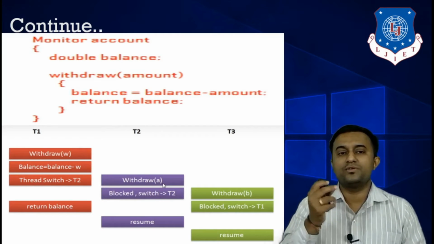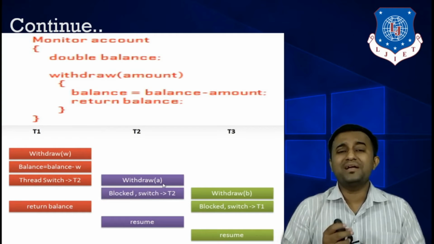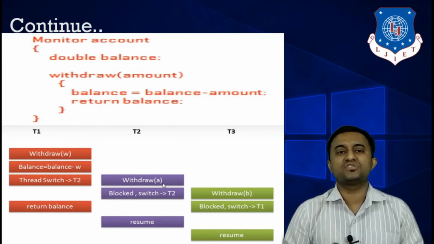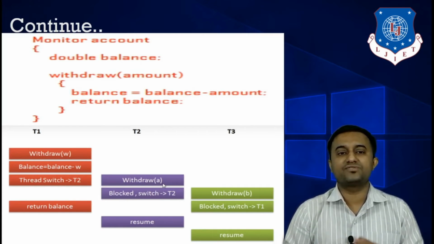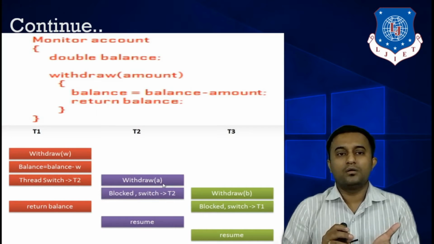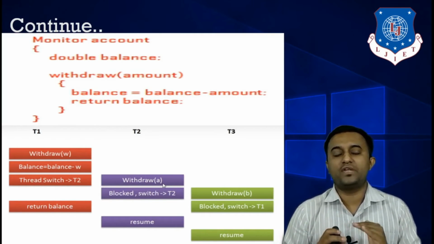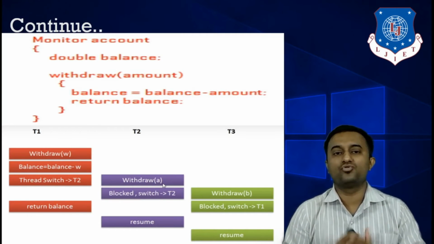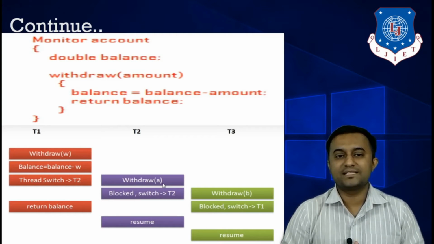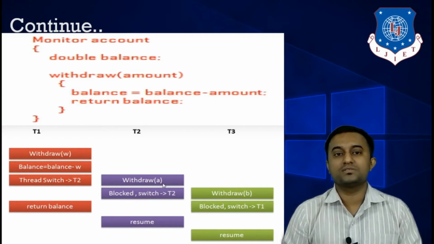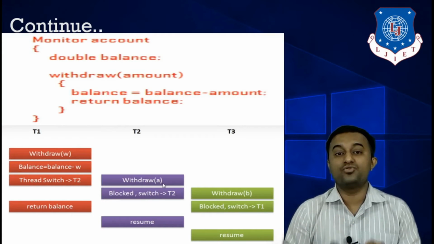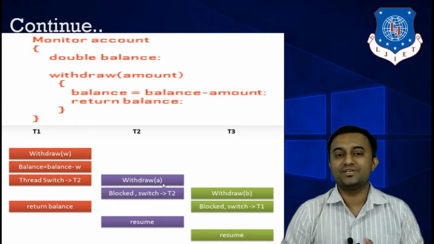Once these two instructions are executed, the context switch happens. In a multi-threading environment, context switching is definitely possible. So now the thread switching would happen, and the execution of T1 is temporarily suspended, and control is given to T2 for its execution. But now T2 is requesting to execute the withdraw procedure, and that request of T2 would be blocked. Why? Because this withdraw procedure is already being executed by T1. So this request will be blocked.